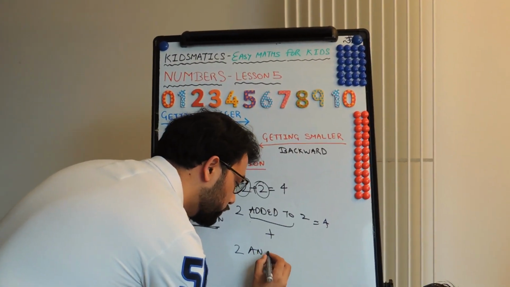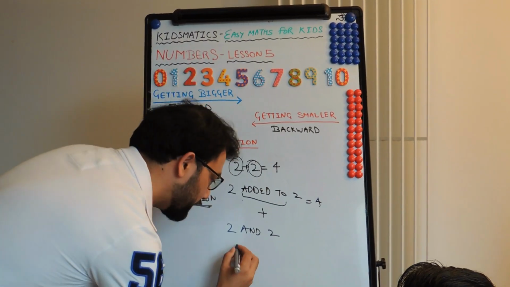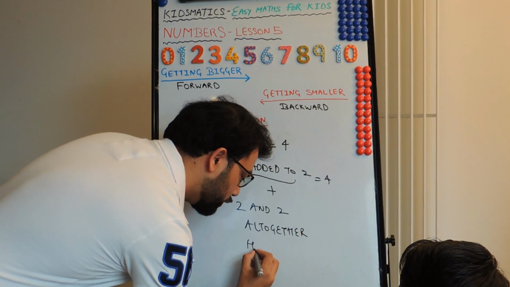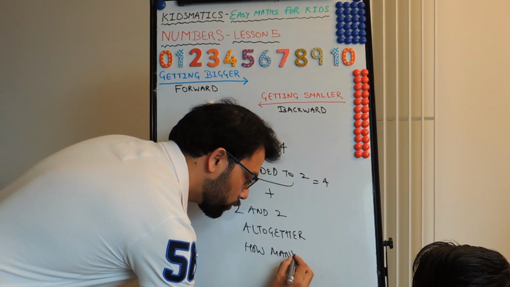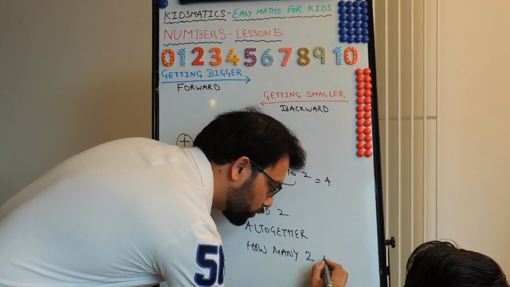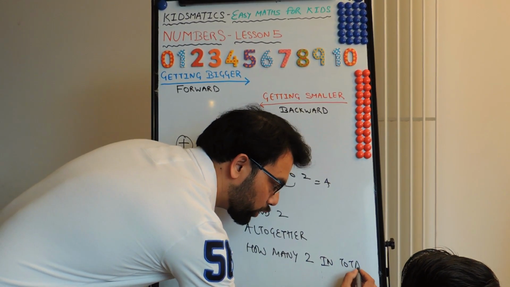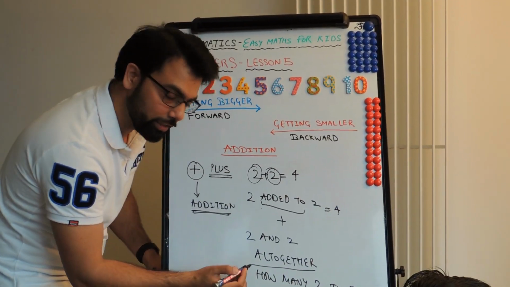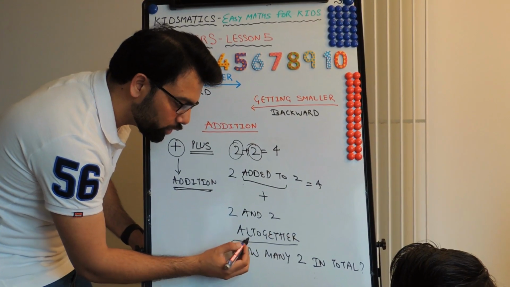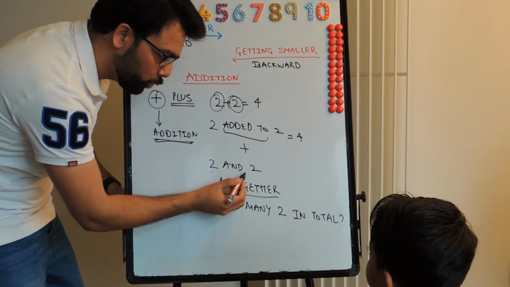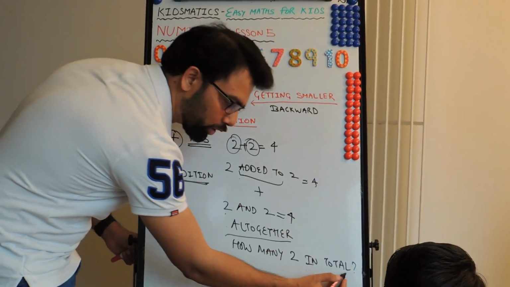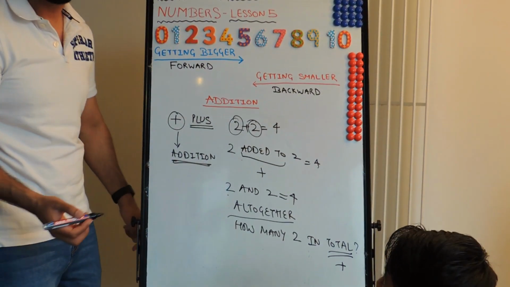right? Okay. So if I say 2 and 2, and if I say all together, how many 2's? How many 2's in total? So when I say total or all together, you getting the word? When I say all together, what does that mean, Harshu? It is the same thing. It is the same meaning as plus. 2 and 2 all together. So it's again 4. How many in total? When I talk about total, this is plus as well.